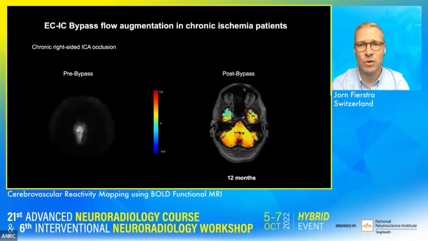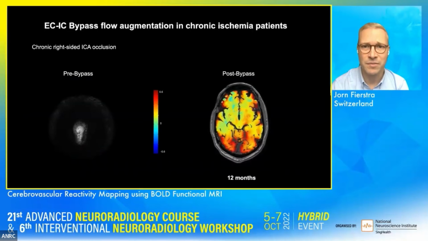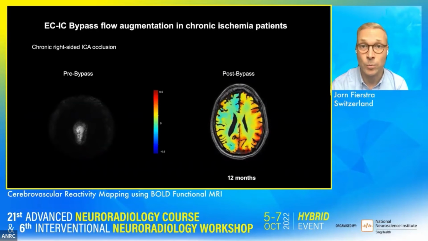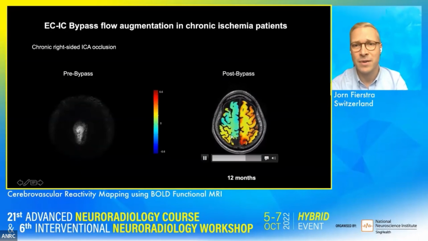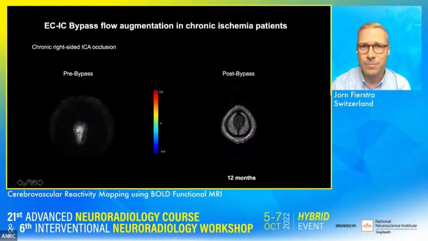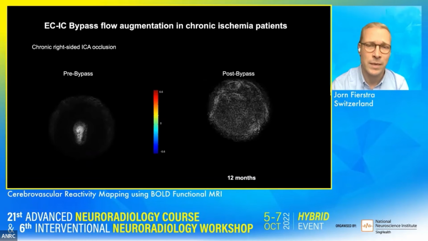We had this BOLD CVR scan where you see quite a good normalization of the CVR. It gets into the yellow-red area again, which would be a normal cerebrovascular reactivity response. The white matter, for every steno-occlusive patient, seems to always lag behind. This is mostly because of the small end arteries and the fewer collaterals available. This would still be interpreted as a normal post-op scan.